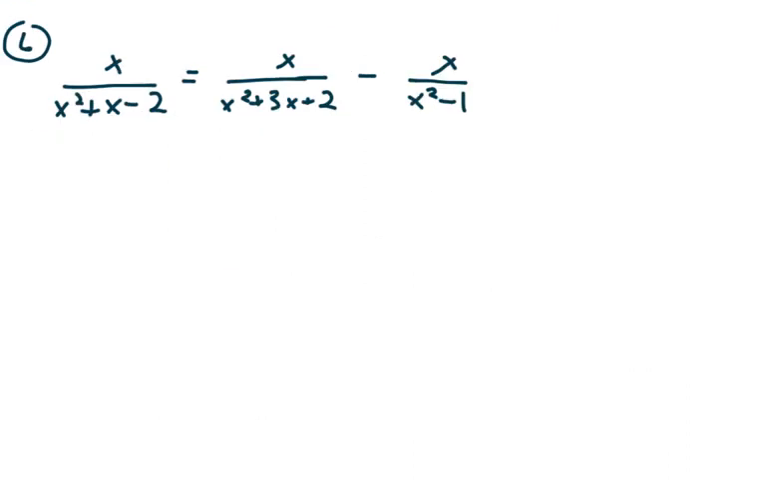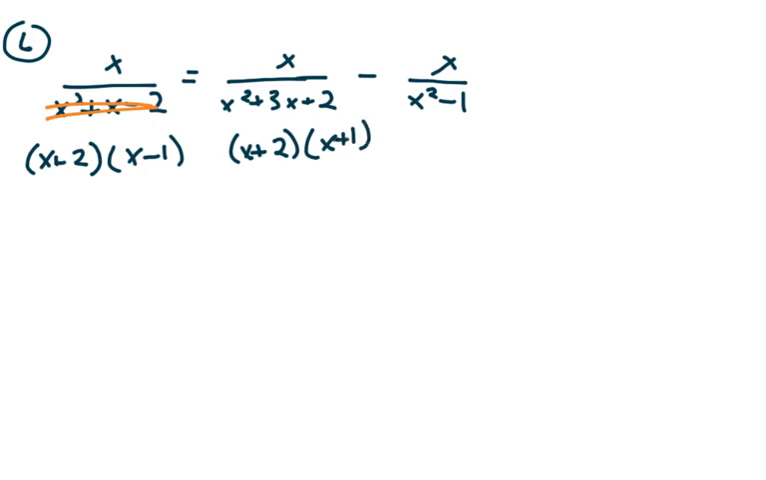So the first thing we always want to do is factor our denominators. Our bottom left one: two numbers that multiply to negative 2 that add to 1 would be a positive 2 and a negative 1. Our middle one: two numbers that multiply to 2 that add to 3 would be a positive 2 and a positive 1. And our last one would be a difference of squares. It would factor into an x plus 1 and an x minus 1.